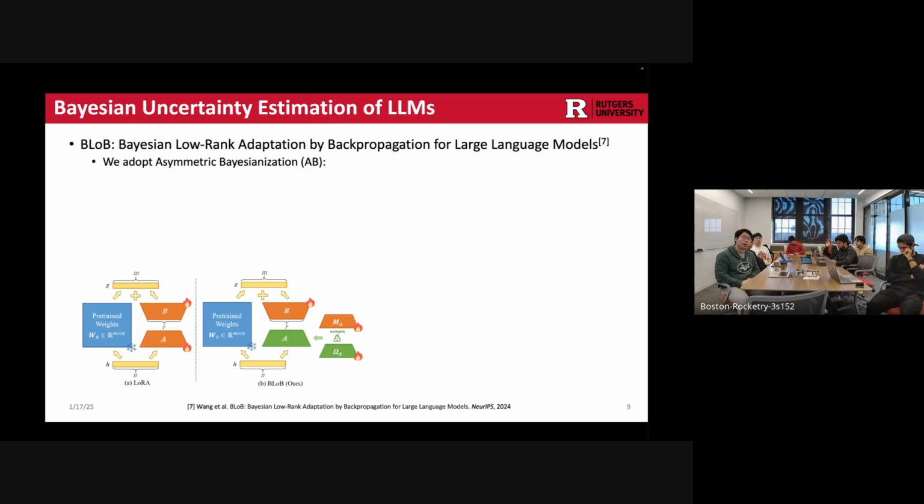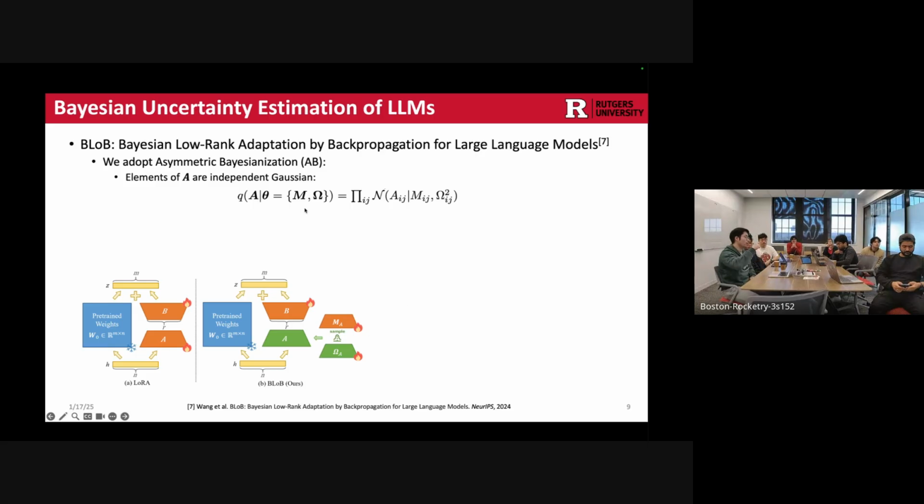So the first technique that we have in this paper is what we call the asymmetric Bayesianization. Instead of thinking of B and A as the two subsets of the parameters that we want to Bayesianize at the same time, we only interpret A as Gaussian distributions, and we take B as deterministic. So here we assume that A are drawn from independent Gaussians. The probability of A is equal to the product of each individual element, and the elements of B are just deterministic.